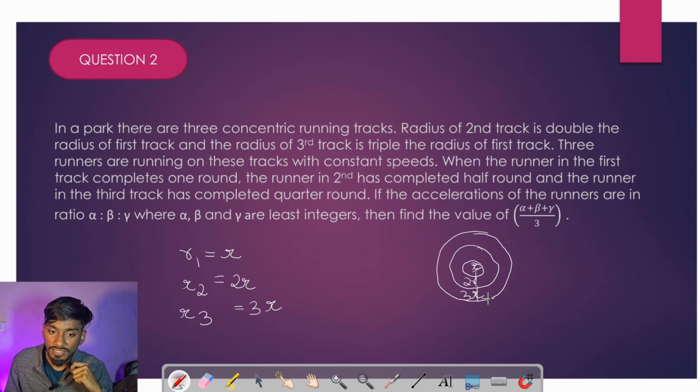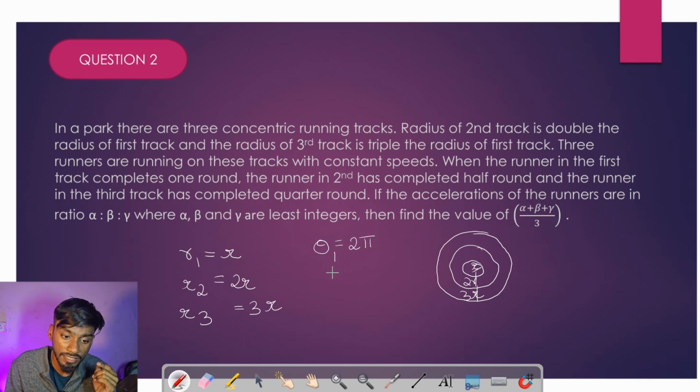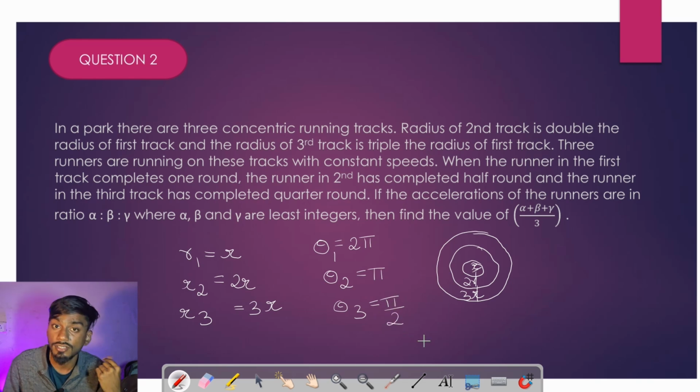Now what have they said? They have said that the first runner has completed the entire round. They have given theta equal to 2 pi for the first runner, and the second runner has completed half of the round, that is pi, and for theta 3, it's a quarter of the round, that's pi by 2. Got the point? Yes, good.